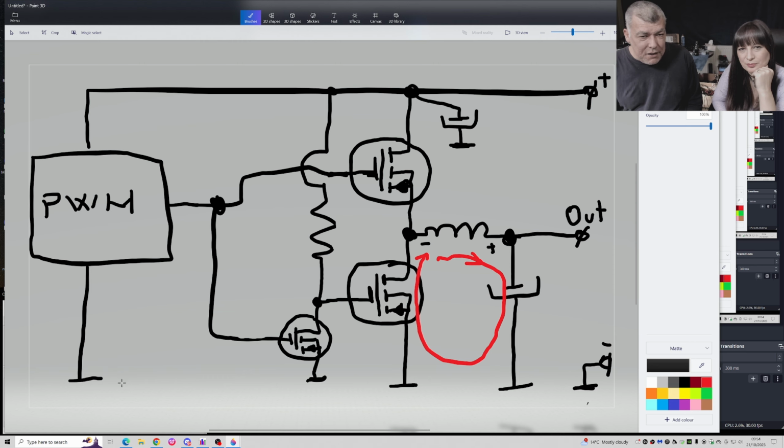So what do you think about this schematic? Can we do it? Yeah, let's do it.